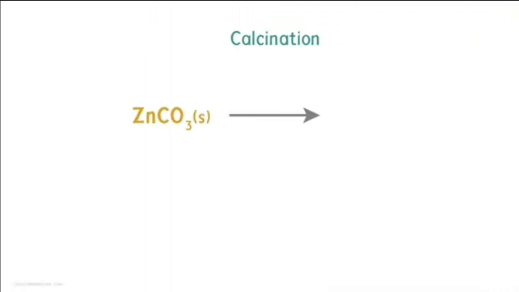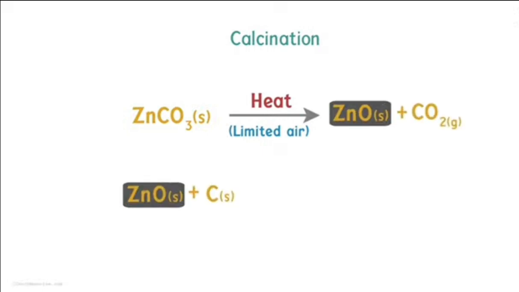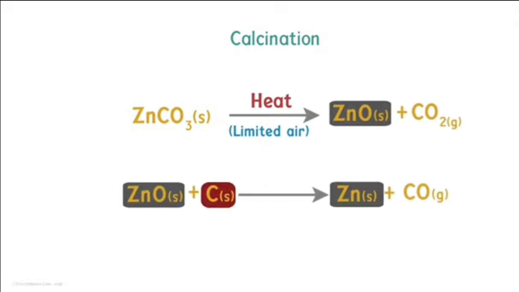Now, we will discuss the calcination case for zinc carbonate. The zinc carbonate is heated in a limited supply of air to give zinc oxide, and carbon dioxide gas is released. The zinc oxide we get from the first equation is now treated with coke, which is also a form of carbon. So here the coke will act as the reducing agent and zinc oxide is reduced to the metal zinc.